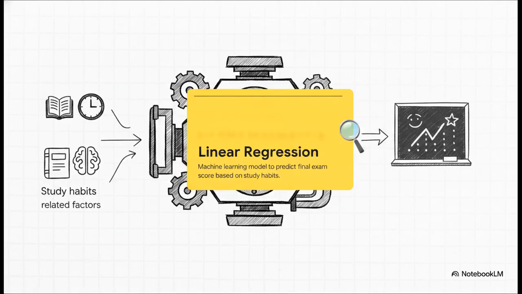Now, to actually solve this prediction problem, the repository uses a linear regression model. You can think of this as the main engine of our data factory. Linear regression is this foundational statistical machine learning model, and it's designed to take those inputs we just talked about, the study habits and related factors, and draw a mathematical line of best fit to estimate or predict the continuous output, which, in our specific case, is that final exam score.